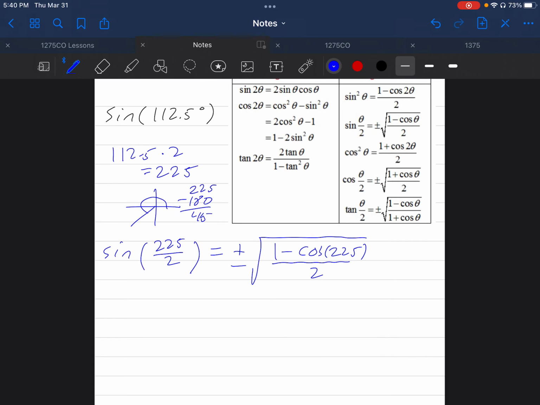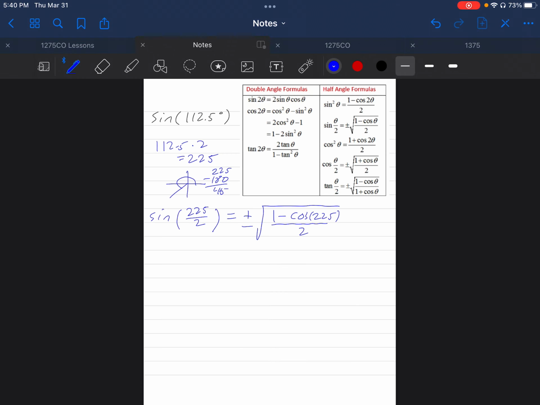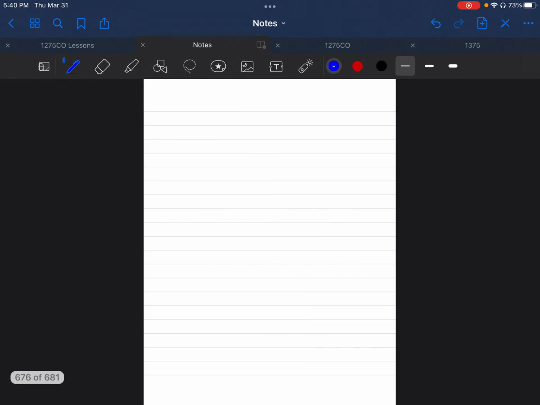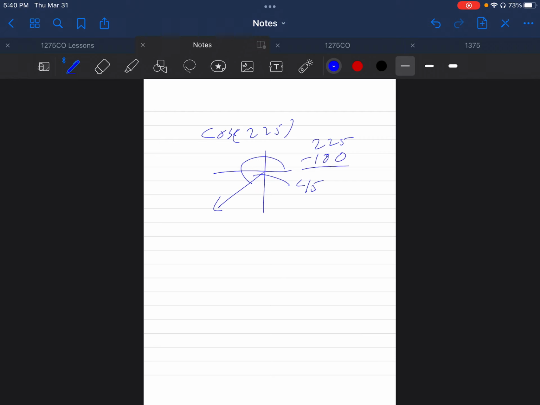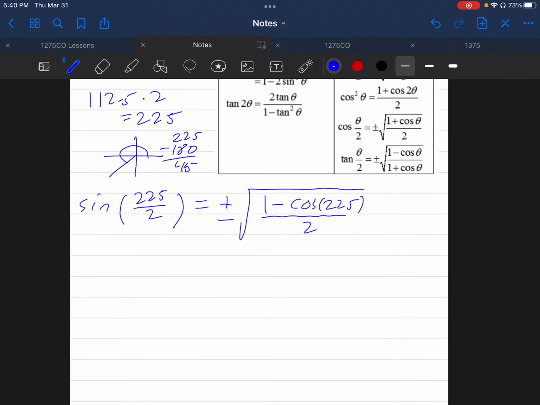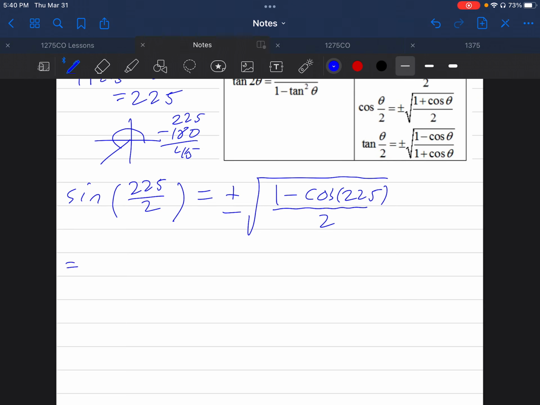And the cosine of 225, if we do this on another page, again, is a third quadrant angle, reference angle of 45 degrees because 225 minus 180 is equal to that. So we look at the negative cosine of 45 degrees. That's going to be negative radical 2 over 2. So in here, we can replace this equal to plus or minus 1 minus radical 2 over 2 divided by 2. That's inside of a square root.